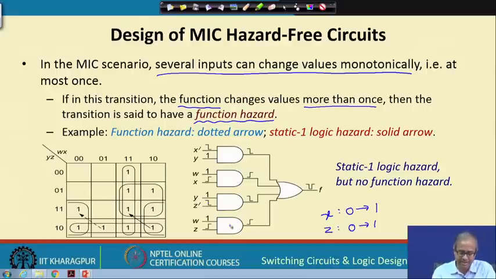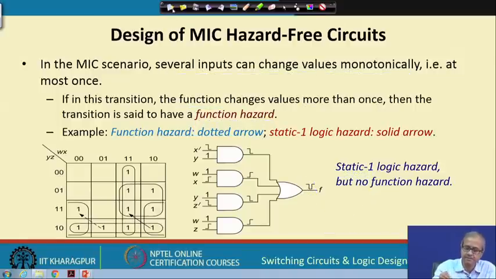Now, here again if you look into the unequal delays of the gates, I suggest you work out under what scenario it can happen. There can be a glitch occurring in the output, which is a static 1 logic hazard, but in this case there will be no function hazard. A function hazard will occur in the case of this dotted line, but here we are not showing that. We are only showing the static 1 logic hazard, where the output was 1 and remains 1, but in between there is a glitch.